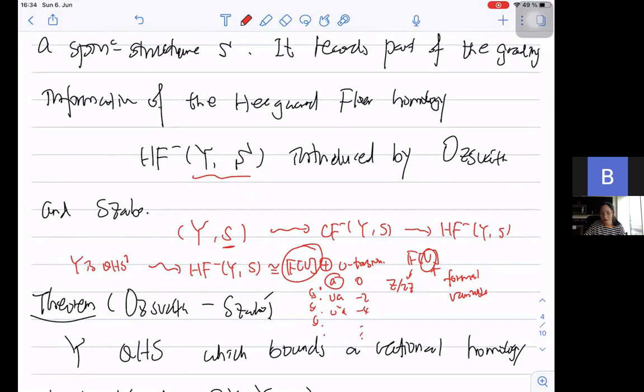And that's actually how we define the d invariant. We basically record the d invariant of Y at the spin^c structure s as the grading of the generator of this F[U] free part. So this kind of invariant is very useful when we study four-manifolds.